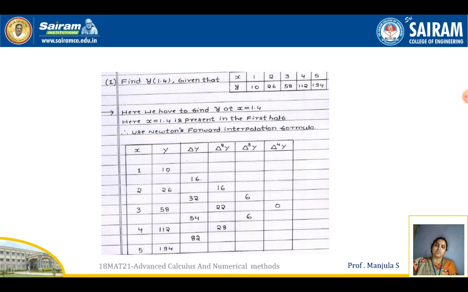So just take the difference, 26 minus 10, that is 16, 58 minus 26, that is 32. Just take the difference, the next value minus the lower value, that is del y. So now we are getting the values of del y as 16, 32, 54, 82 and del square y as 16, 22, 28. Del cube y is 6. Of course the next value, del to the power 4 y, will become 0 here.